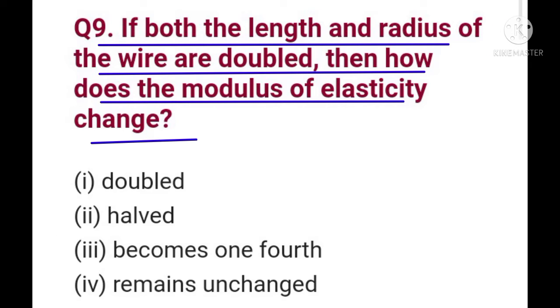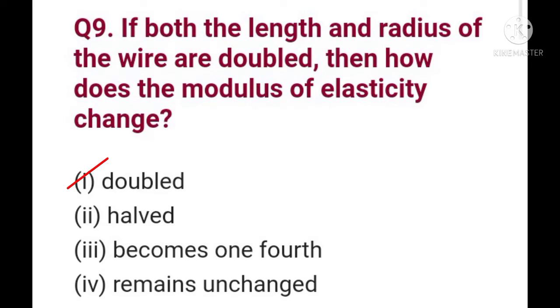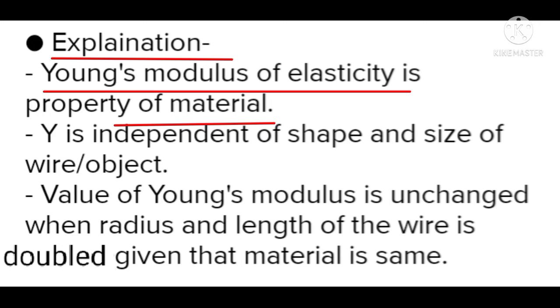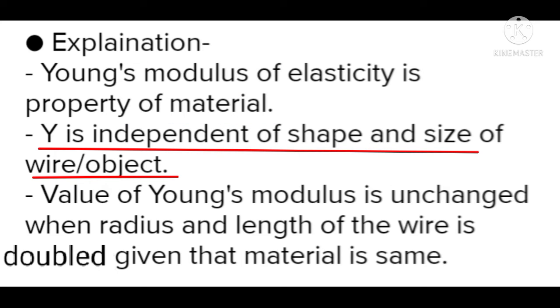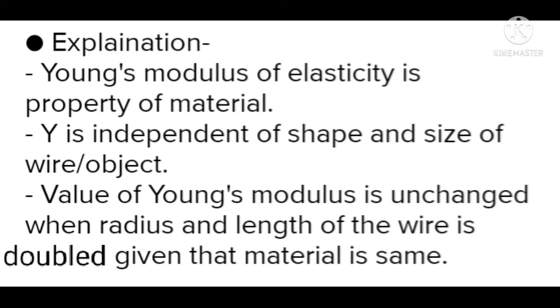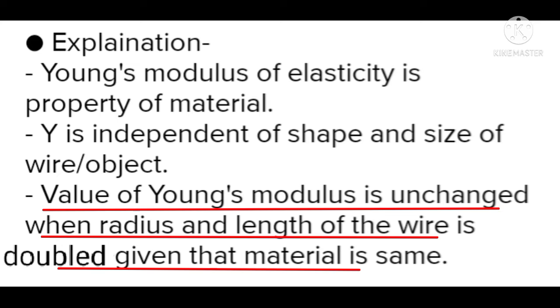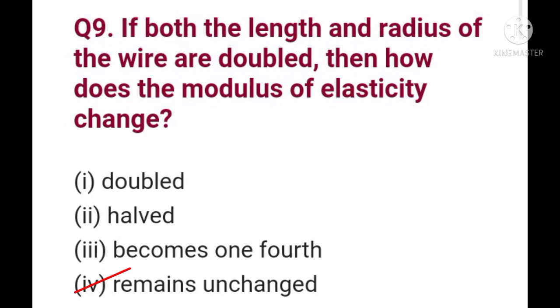Question number 9. If both the length and radius of wire are doubled, then how does the magnitude of elasticity change? First option double, second option half, third option become 1/4, fourth option remain unchanged. Explanation. Young's modulus of elasticity is a property of material and is independent of shape and size of the wire. Value of Young's modulus is unchanged when radius and length of the wire are doubled, given that material is same. Option 4 is correct.